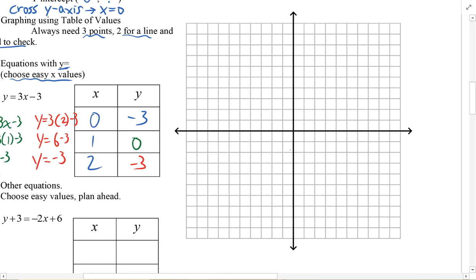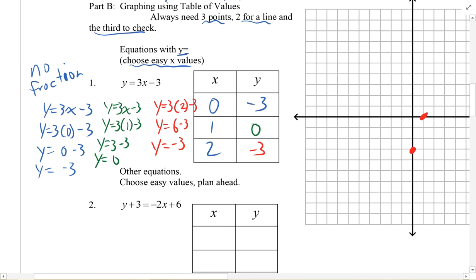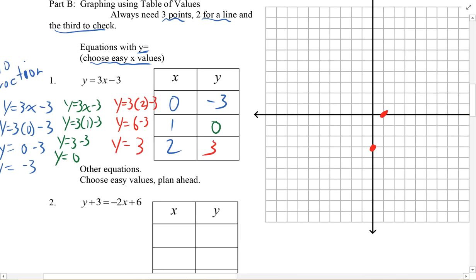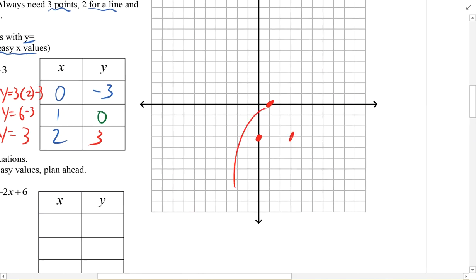So x is 0, y is -3, that's down below. X is 1, y is 0. X is 2, y is -3. I screwed something up, so I'm going to go back. This value is wrong. That should be +3. And the reason why I knew it was wrong is because my third point would be down here. That is not a straight line. So I knew I screwed something up. Good. So now I have 3 points.